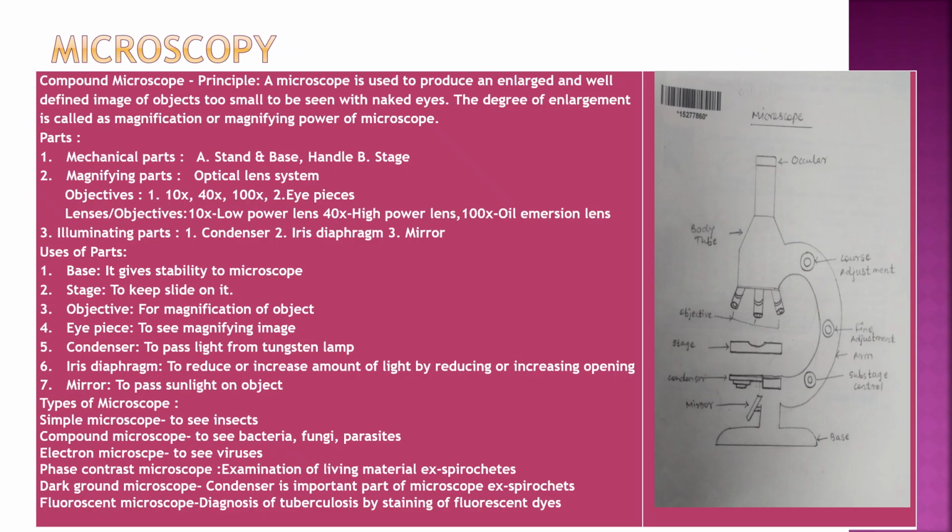Microscopy, compound microscope principle. A microscope is used to produce an enlarged and well-defined image of objects too small to be seen with the naked eye. The degree of enlargement is called the magnification or magnifying power of the microscope. The parts are the mechanical parts: base, stand, handle, and stage.